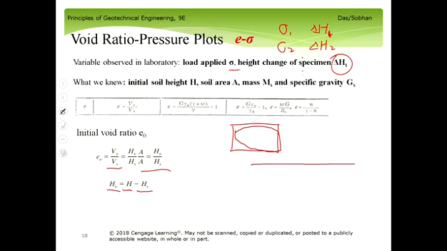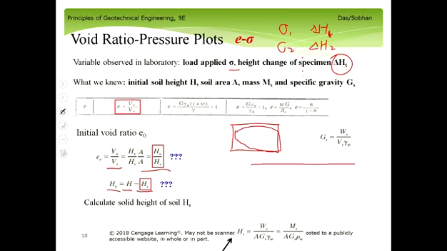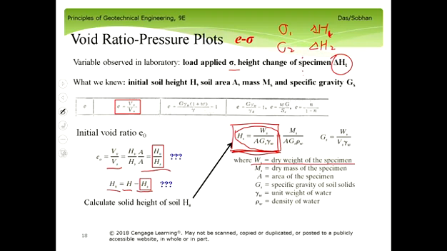But how to calculate Hs? We say Hs equals this. Just remember this, that's all. Hs equals this, as long as you use the quantities in here. What is Ws? Ws is the dry weight of the specimen. Can you get the dry weight of the specimen?